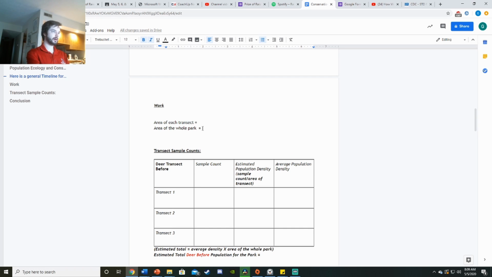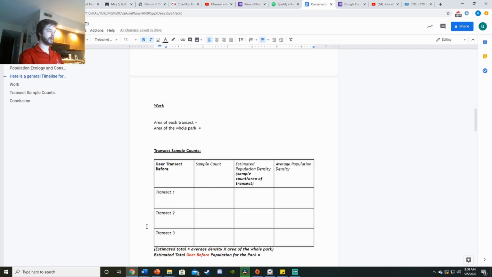So here's what you're going to do. A couple things I need. I need the area of each transect. You only have to calculate that once, like I said, because each transect is the same. So just multiply length times width. Get the area, plug that in here. You'll use that for every calculation for every transect.